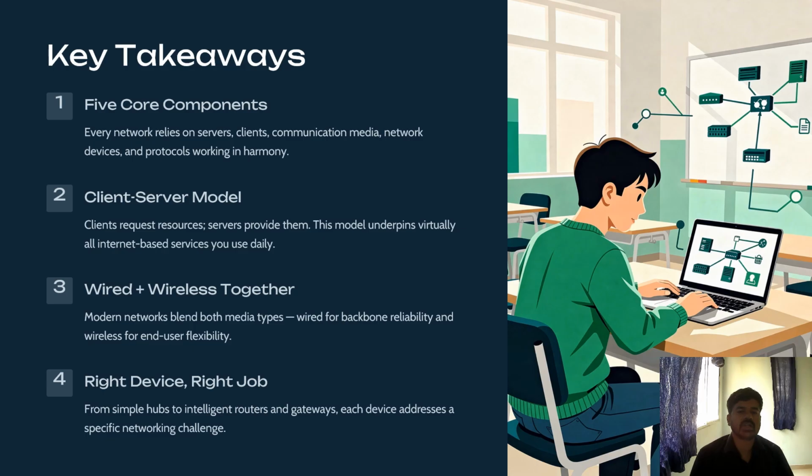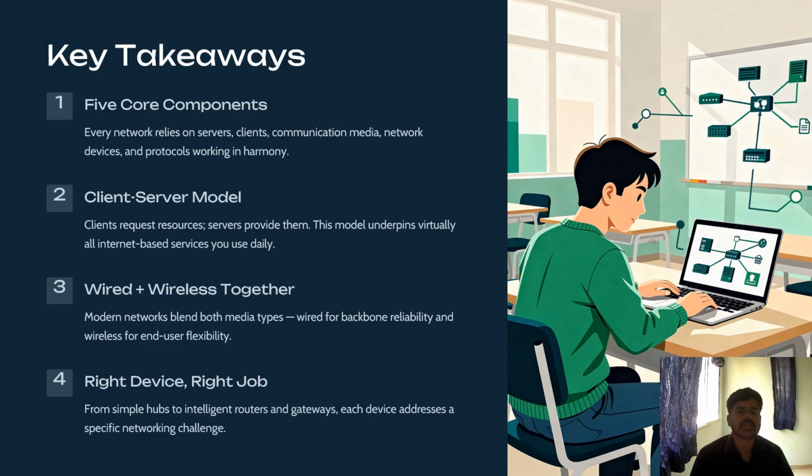The third one is wired and wireless together. Modern networks do not depend on just one type of communication. They combine both wired and wireless media. Wired connections like fiber optic cable provide backbone reliability and high speed, while wireless connections like Wi-Fi provide flexibility and mobility to the end user. This combination makes network powerful and practical.